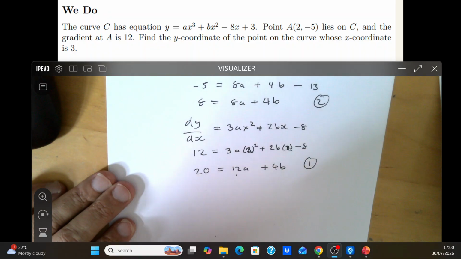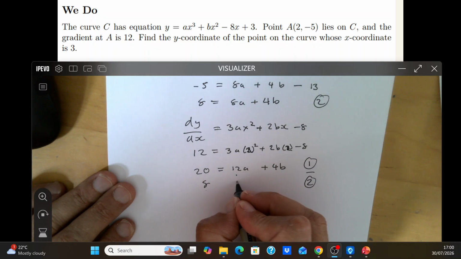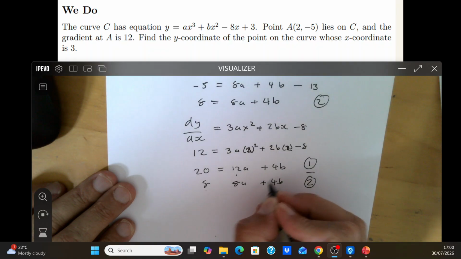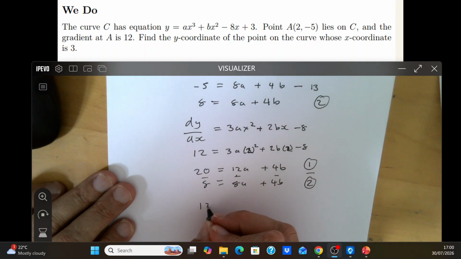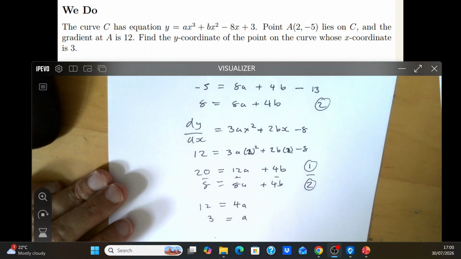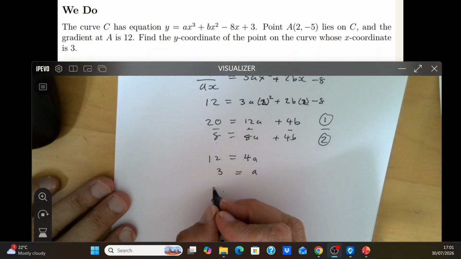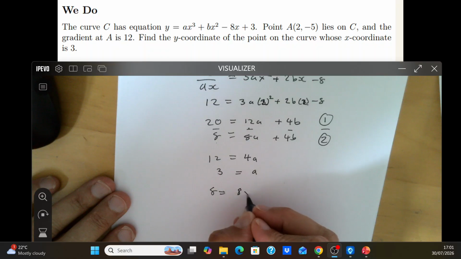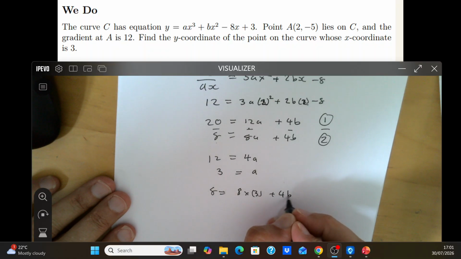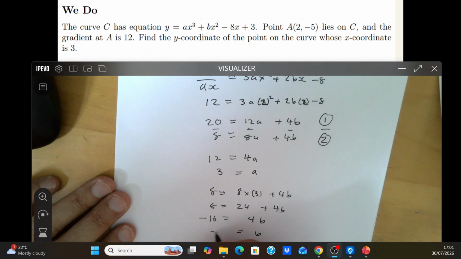That's my equation 1. So I'm going to do 2, take 1. Take them away. I'm left with 12 equals 4a. So a equals 3. Using my a equals 3, I know 8 equals 8 times 3 plus 4b. So 8 equals 24 plus 4b. So minus 16 equals 4b. So b equals minus 4.